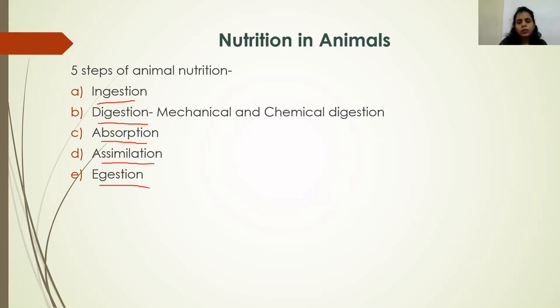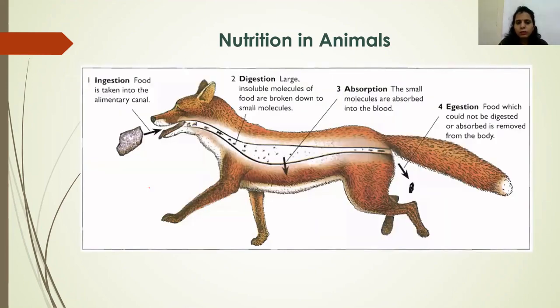So in this video we will just understand in simple terms, in brief, the meaning of these 5 steps. Look at this picture. This is a picture of an animal, and briefly it's given here the meaning of these 5 steps of the nutrition in animals. The first step of nutrition is ingestion. This word refers to the taking in of food in the body of an animal.